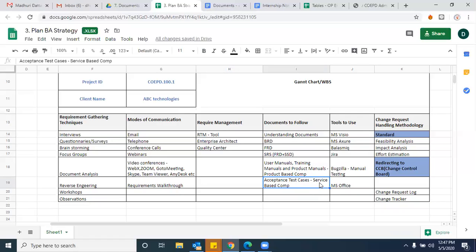Many of the cases, because this is a very frequently asked question for me, whether the BA is preparing any test case or not. Yes, we do, but we call it an acceptance test case. You got the point? The difference between an acceptance test case and the normal test case is, generally, test case preparation is done by the testers.